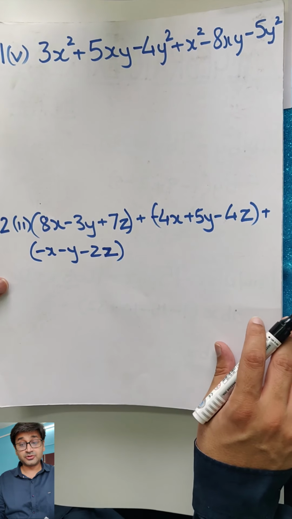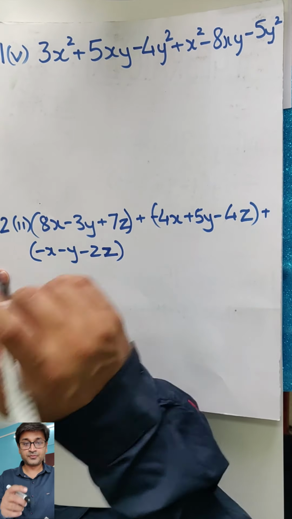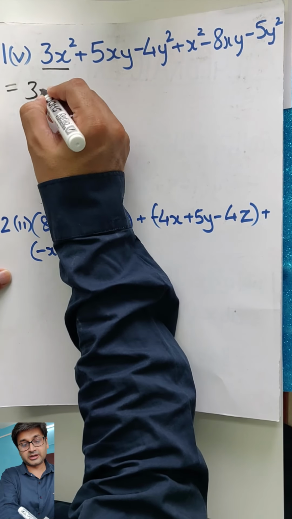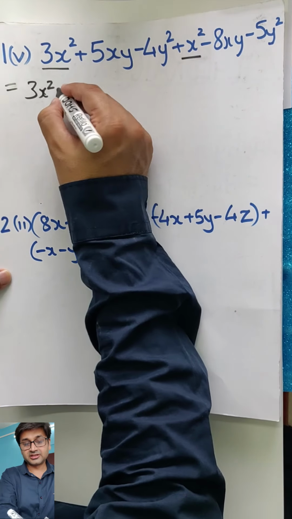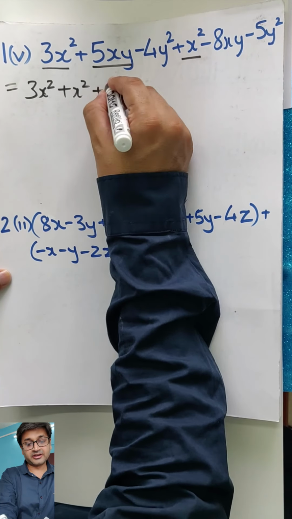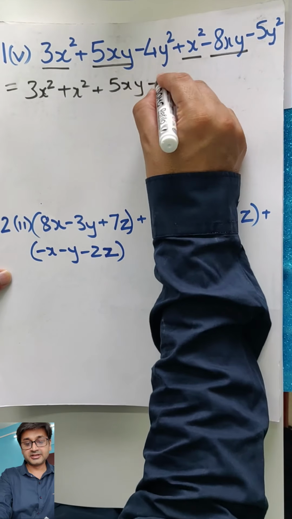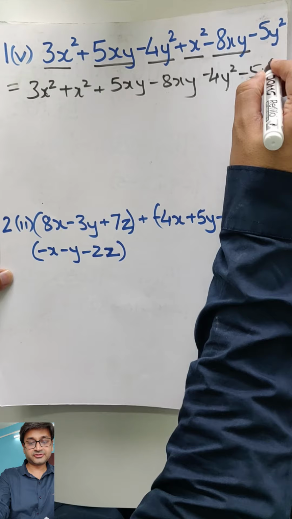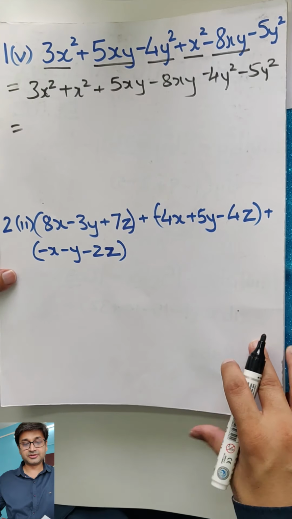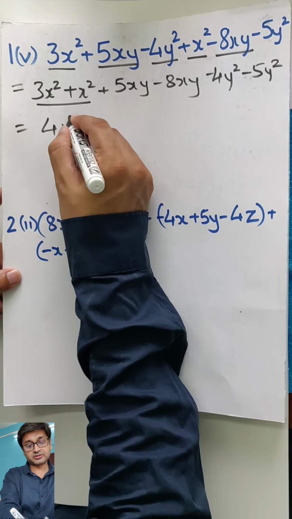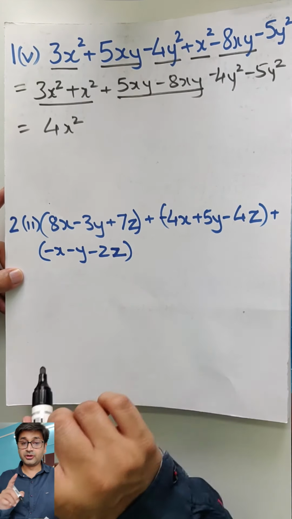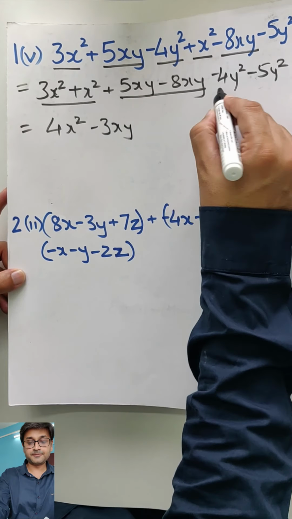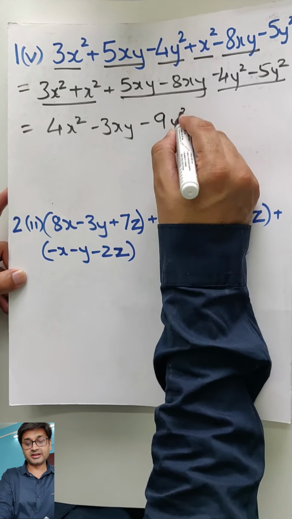Now here the like terms you'll have to get together and then add them. Okay, so come on, pause the video on your own, try and then come back. So first 3x square plus x square plus 5xy minus 8xy minus 4y square minus 5y square. So now what happens? 3 plus 1 becomes 4x square. Over here we are doing it directly. Now plus 5 minus 8, so minus 3xy, and both minus, so minus 9y square.